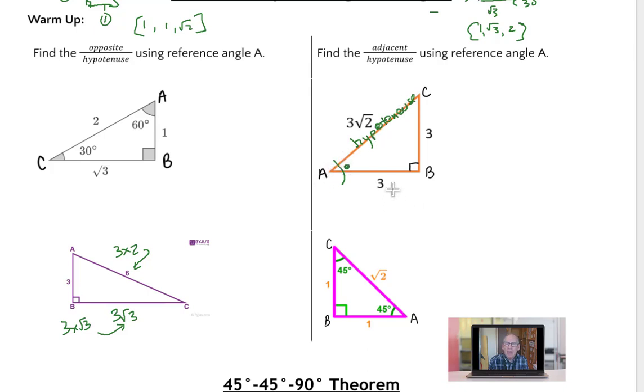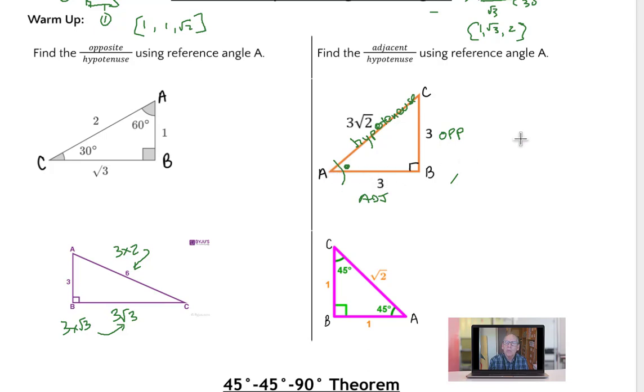So if you're standing at the angle, the side you can touch is the adjacent side. The side you look across at is the opposite side. In other words, the side that makes up the angle, your reference angle, besides the hypotenuse, that side is your adjacent side. The side that's on the other side of the triangle then is your opposite side. So they want us to find adjacent over hypotenuse.